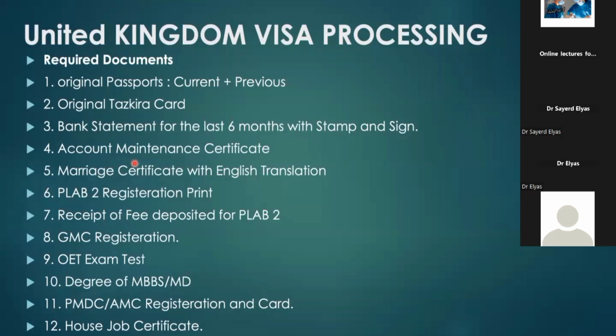Okay, so the next step after clearing your PLAB 1 exam, after receiving your result after 45 days, is the United Kingdom visa process. You have to book a visa for yourself. You have to take a United Kingdom visa because the PLAB 2 exam is only and only conducted in the United Kingdom.